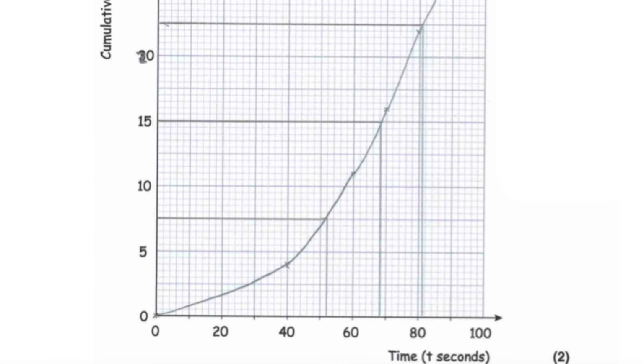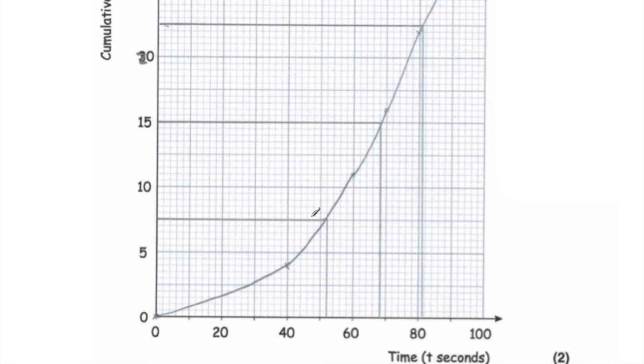Let's have a look and see what I got whenever I done this on the website. I got a lower quartile of 52, an upper quartile of 81, and 81 take away 52 is also equal to 29. So I actually got the same answers. That's amazing. If you've done the same as well, that's amazing.